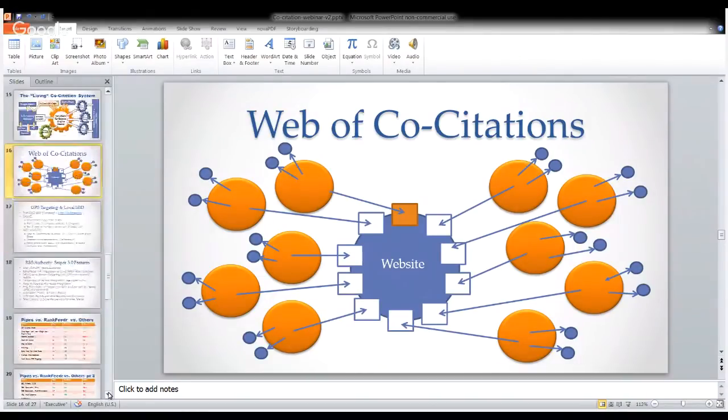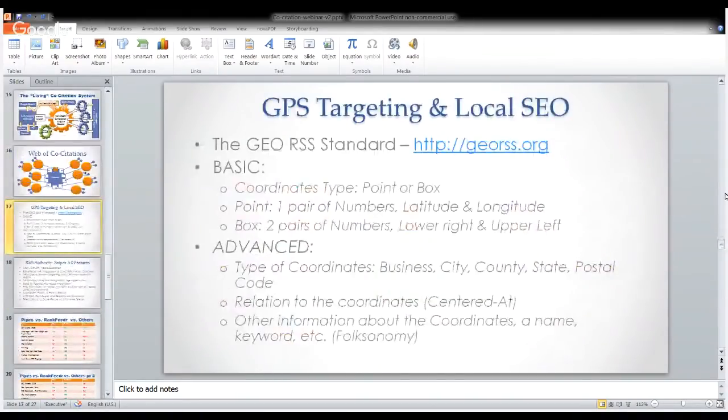Okay. All right. Now, what's been added here in 3.0 is that we decided to make use of a little known RSS standard called GeoRSS. If you go over to georss.org, there's a lot of information about what is in it. Basically, it allows you to add GPS information to RSS feeds, which really helps with local SEO.